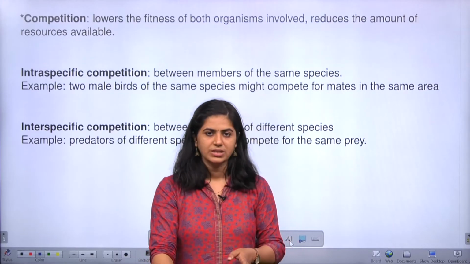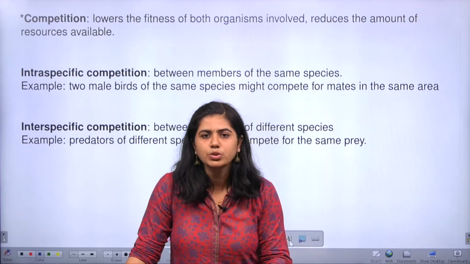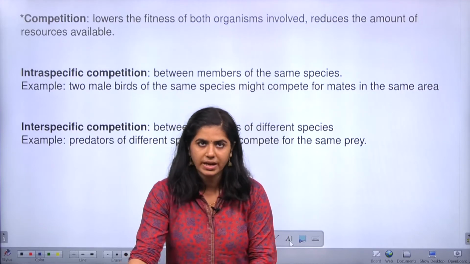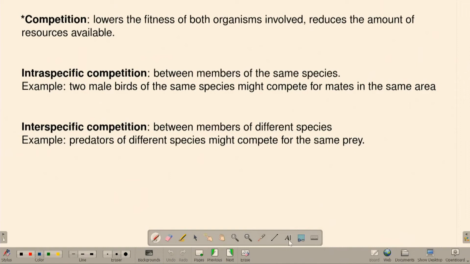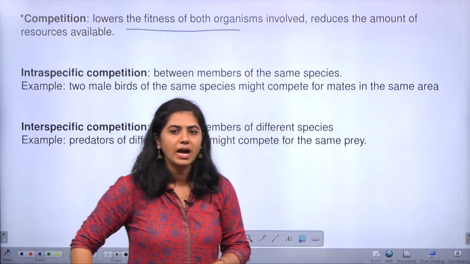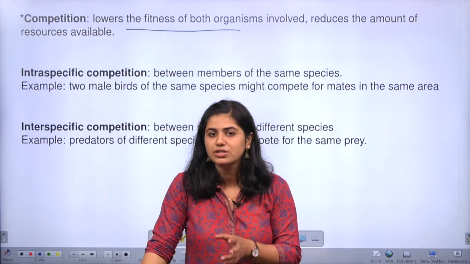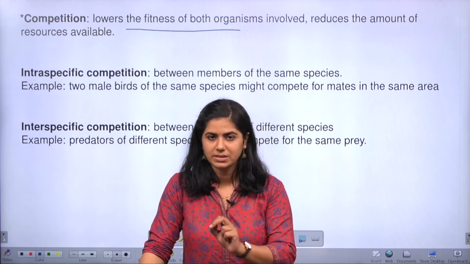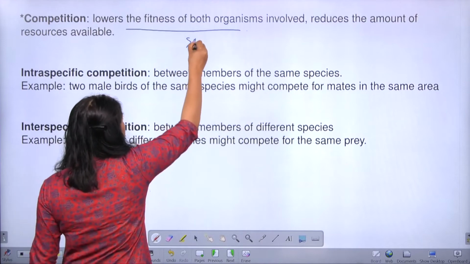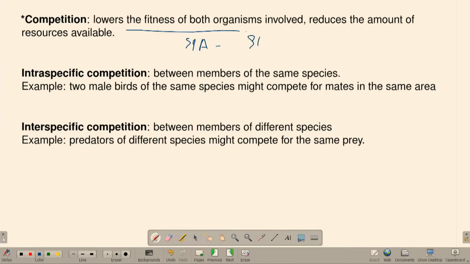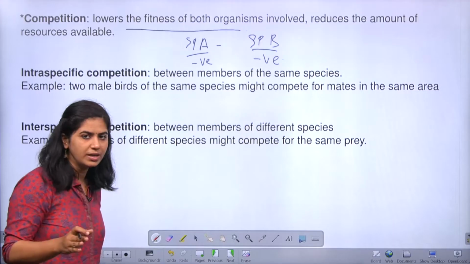So what is competition? Competition is when two organisms are competing. It lowers the fitness of both the individuals. Even if one wins, both will have their scars, right? So it decreases the fitness of both the individuals. If we have to represent competition in plus or minus signs, how will we represent it? We will take species A and species B, and both will be on the negative side because the fitness of both the individuals has been lowered.